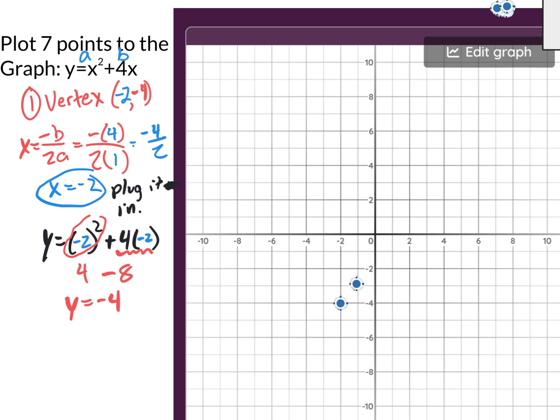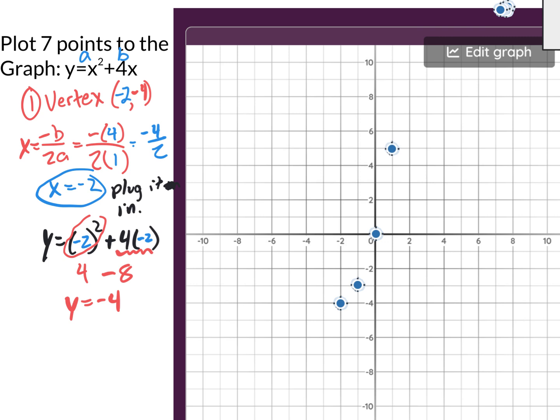1 over, 1 up. And then you go back to the vertex, 2 over, 4 up. That would be right there at 0. And then back to the vertex, 3 over, 9 up. That's 4, 5, 6, 7, 8, 9 right there.